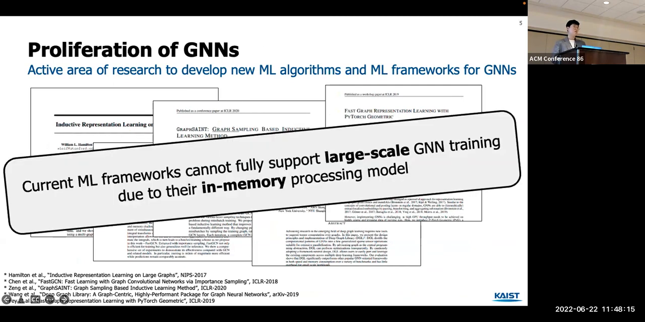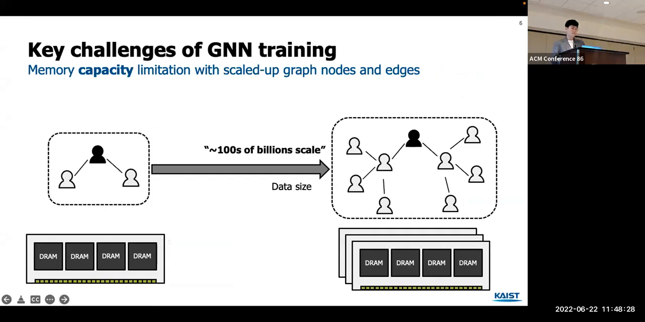However, while current ML frameworks help improve the programmability of GNNs, they employ an in-memory training model, which limits all of graph data to be stored inside main memory. The key challenge of GNN training is that graph data structures are memory hungry, as real-world graph nodes and edges typically amount to hundreds of billion scale. Such large-scale GNN training is bottlenecked by memory capacity. To address this challenge of memory wall, ML practitioners are forced to tune their GNN algorithms to fit within CPU memory, even if they want to explore large-scale graph learning.